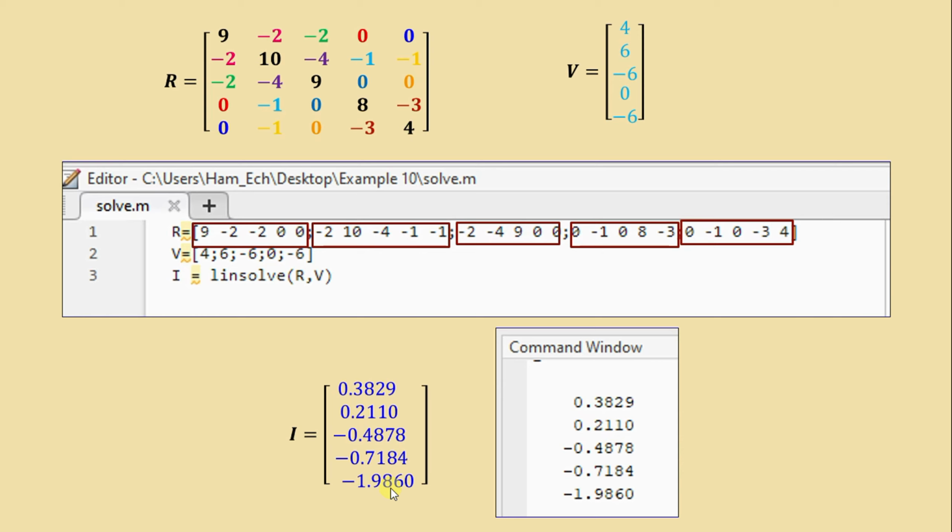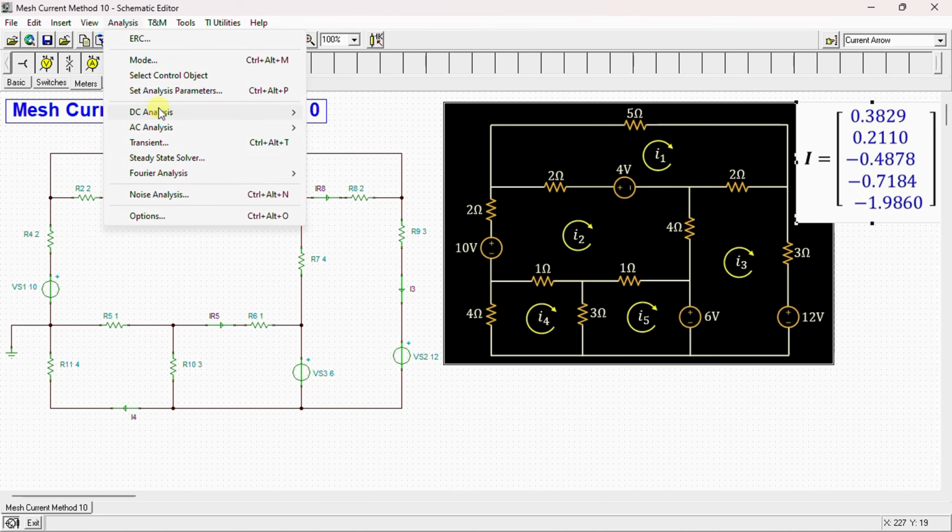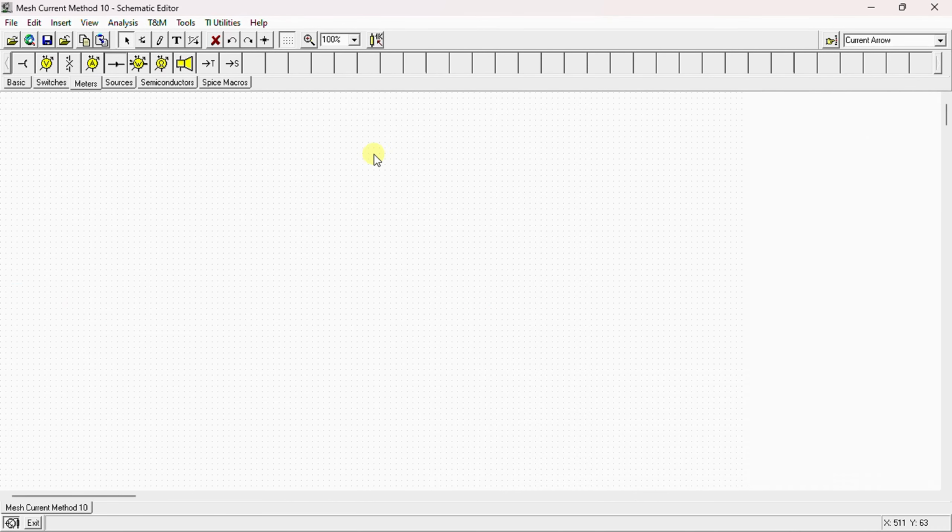After we finish our simulation in MATLAB, we now verify our results using the SPICE simulator. This is our circuit done in the SPICE simulator. We have here our I1, IR2 is the current through the resistor R2, IR8 is the current through the resistor R8, IR6 is the current through the resistor R6, and we have I4 and I3. Let's go to analysis, DC analysis, table of DC results.